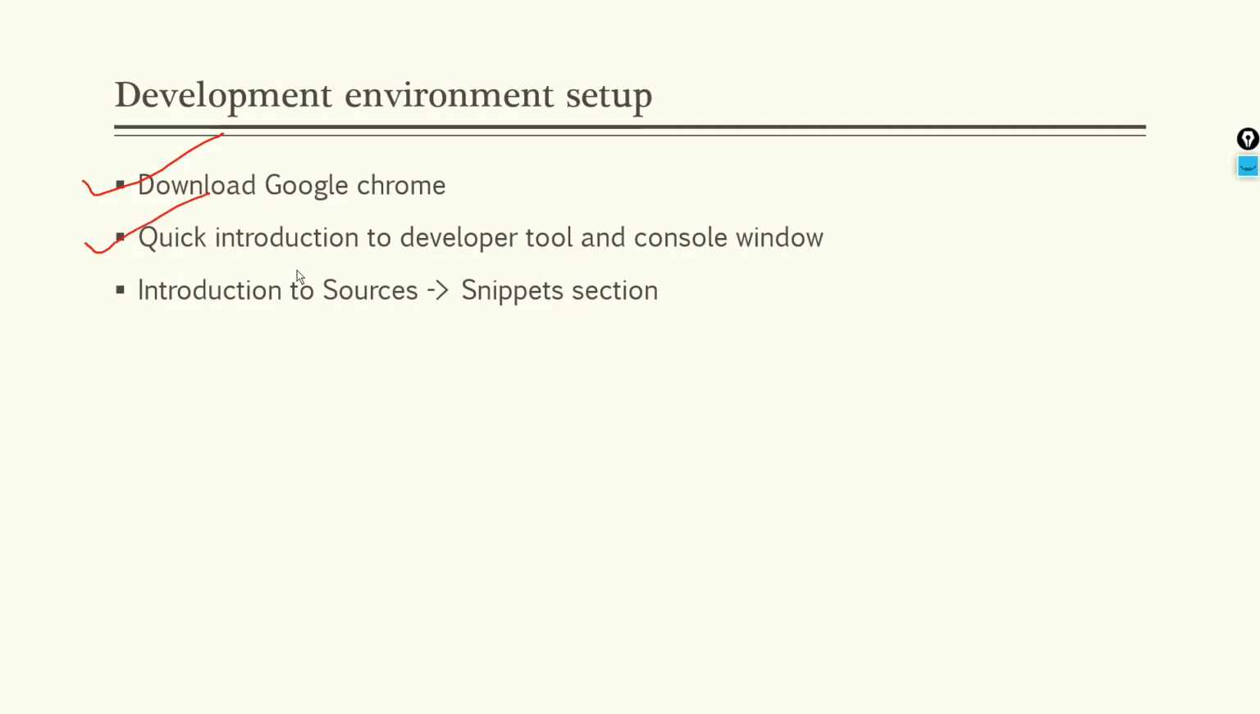Next thing that we will be interested in is to know about Google Chrome in detail and to be familiar with the developer tools section of our browser. There you have a particular section, the console window. The console window will be used for frequently debugging your code, and it can be used for writing small snippets of code. So let's open our browser.